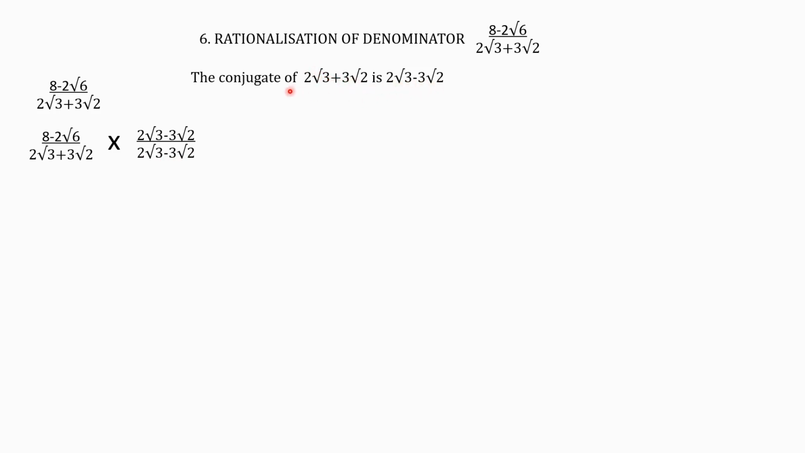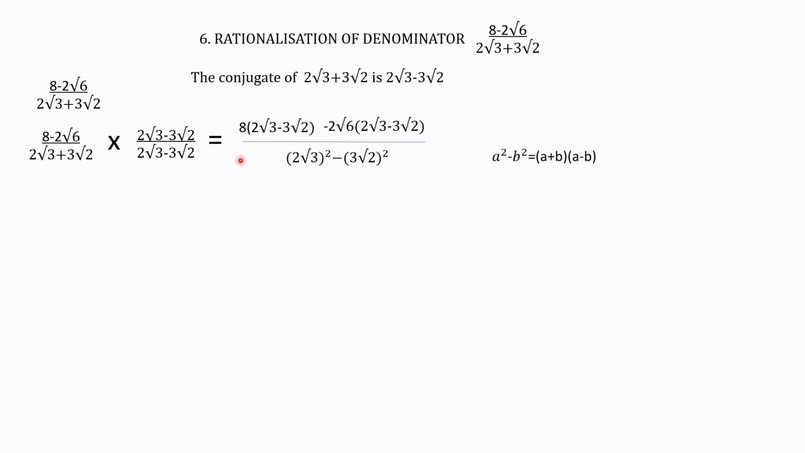Let us multiply 8 and (2 root 3 minus 3 root 2). This time multiply minus 2 root 6 and (2 root 3 minus 3 root 2), divided whole by 2 root 3 plus 3 root 2 and 2 root 3 minus 3 root 2, which is in the form of a square minus b square. So here we have 2 root 3 whole square minus 3 root 2 whole square.